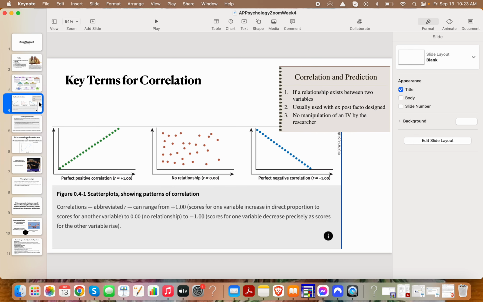All right, so let's review. With correlation, almost always we're looking at data that has been in the real world, and we're just trying to look for relationships to make predictions. We are not manipulating anything. There's no different groups going on.